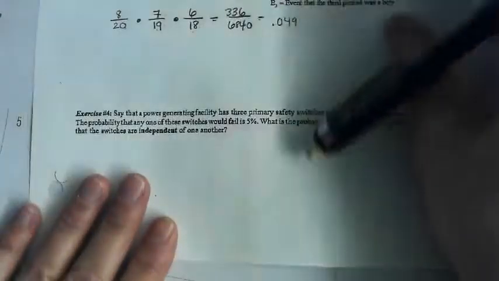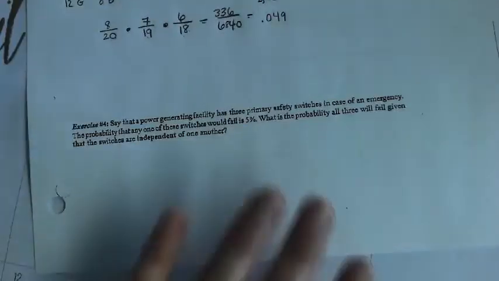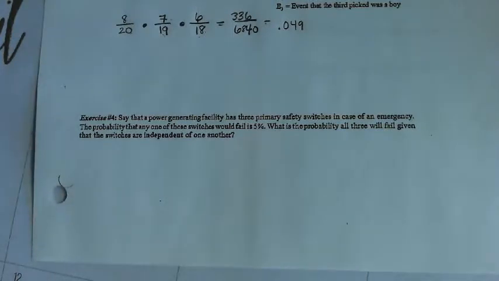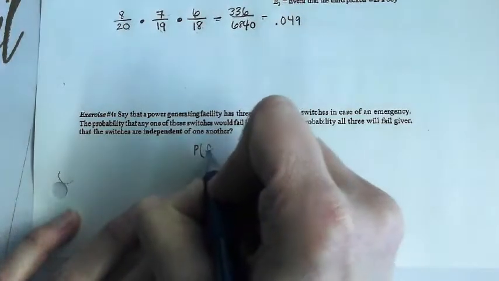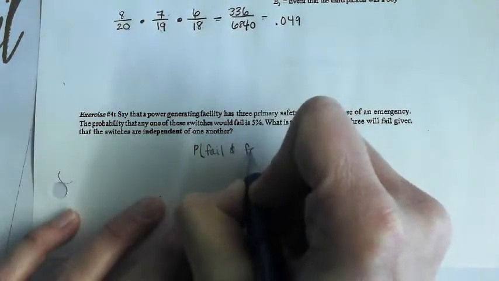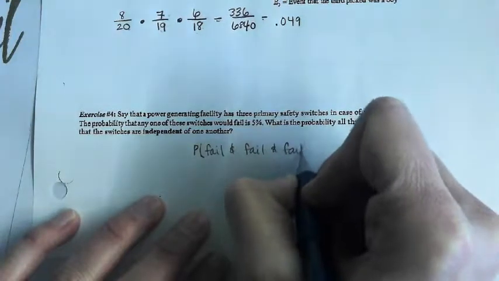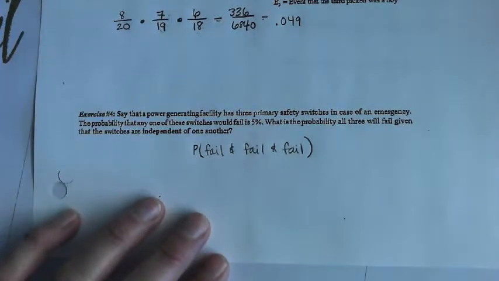If we jump to 4, say that a power generating facility has 3 primary safety switches in case of an emergency. The probability that any one of these switches would fail is 5%. What is the probability that all 3 will fail, given that the switches are independent of each other? So we want the probability that the first one fails, and the second one fails, and the third one fails. Fail and fail and fail.